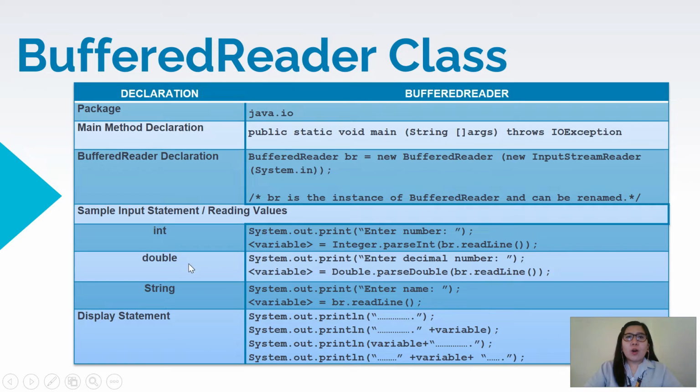For double or for decimal numbers, same as integer, but in the input statement, we have the use of Double.parseDouble. For string, we have br.readLine. So we also have here the following display statements on the use of the labels, on the use of the variables appended in the last part. The next one is the variable being appended at first, and the variable appended in between the text.